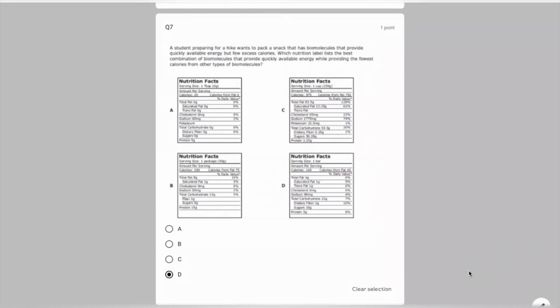Yeah. And also, I just wanted to say with this question, make sure you know for exams with biochemistry, you definitely need to know that lipids provide their stored energy, like their long-lasting energy. Carbs are quick energy, quick forms of energy. But yeah, this answer is D.